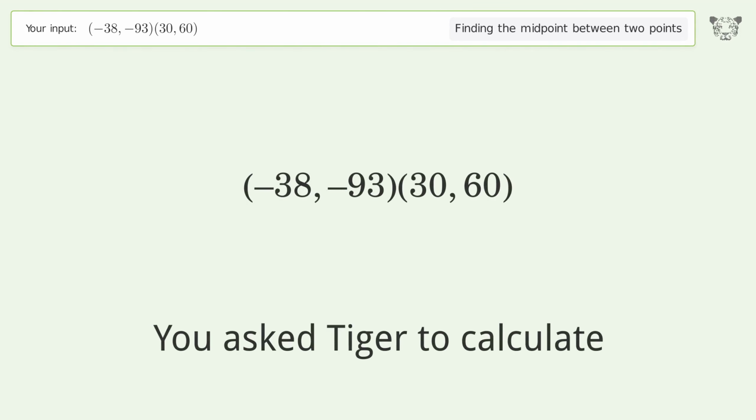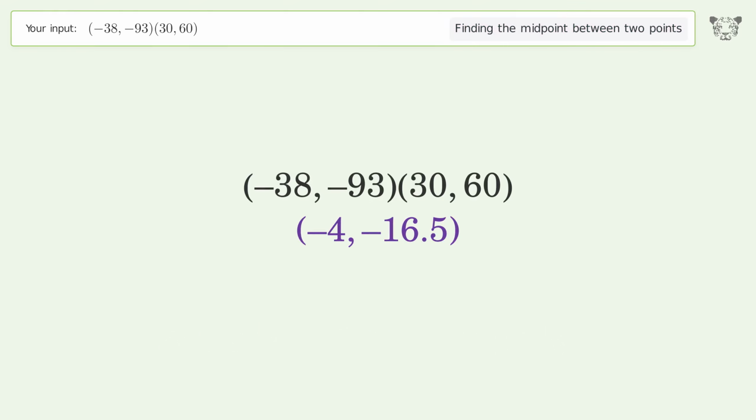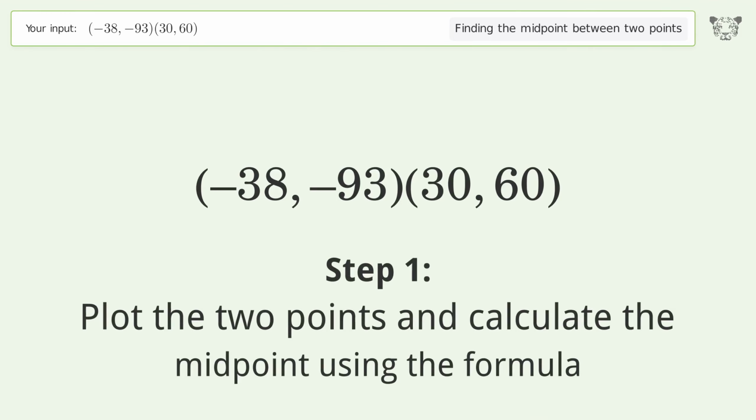You ask Tiger to calculate. This deals with finding the midpoint between 2 points. The midpoint between the 2 points is -4, -16.5. Let's solve it step by step. Plot the 2 points and calculate the midpoint using the formula.